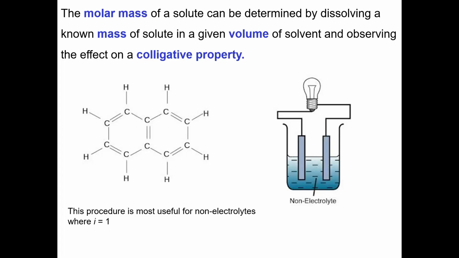So typically what will happen is this. We will dissolve a known mass of solute in a given volume of solvent and observe the effect on a colligative property. This works best when we have a compound that we know is a non-electrolyte, because then we don't have to worry about figuring out what i is, and we can assume that i is just equal to 1.